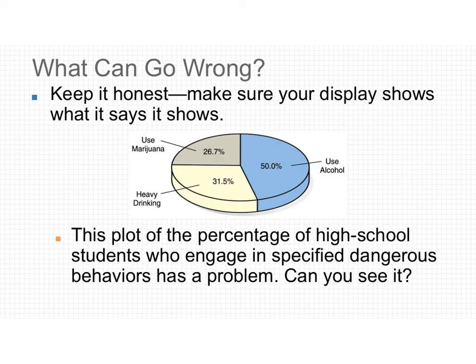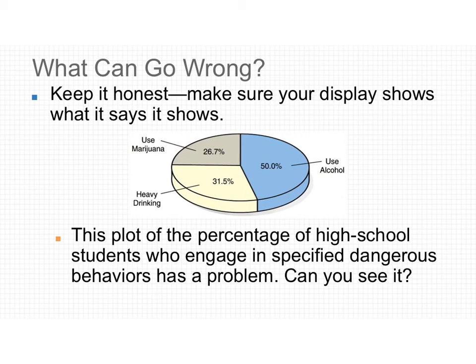And then last one, make sure you keep it honest. Make sure your display shows what it says it shows. Okay, so data can lie. You can make data say what you want at times, and we want to be honest and have integrity in our data. So the question is, does this plot of the percentage of high school students who engage in specified dangerous behaviors have a problem? Can you see what it is? I'll give you a hint, there's more than one problem.